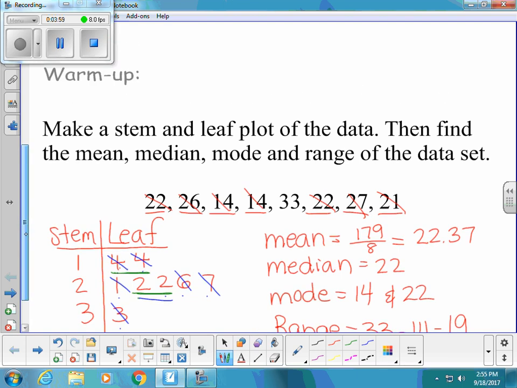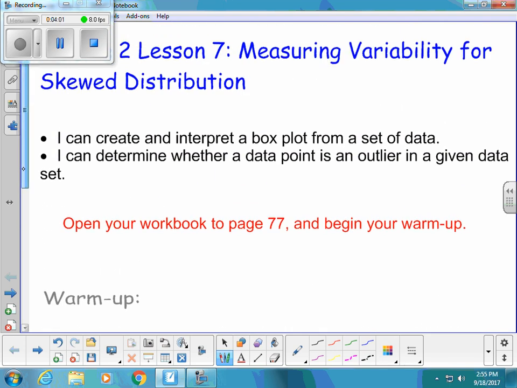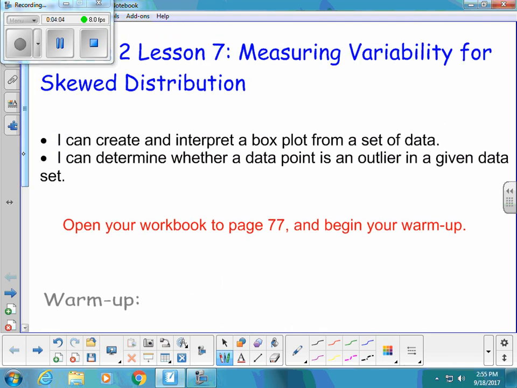Okay, moving on to today's lesson, which is measuring variability for skewed distribution. Specifically, we're going to create and interpret box plots and then talk about outliers. And I think that page number is wrong. We're actually doing page 78.